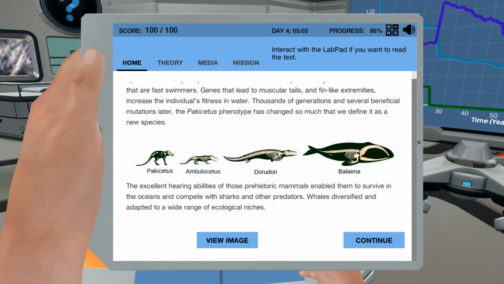Thousands of generations and several beneficial mutations later, the Peckycetus phenotype has changed so much that we define it as a new species. The excellent hearing abilities of those prehistoric mammals enabled them to survive in the oceans and compete with sharks and other predators. Whales diversified and adapted to a wide range of ecological niches.